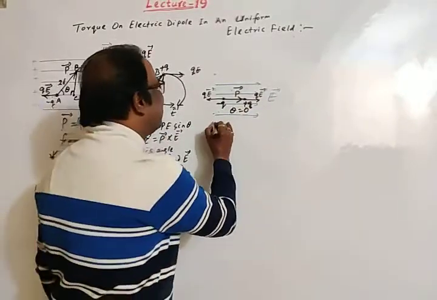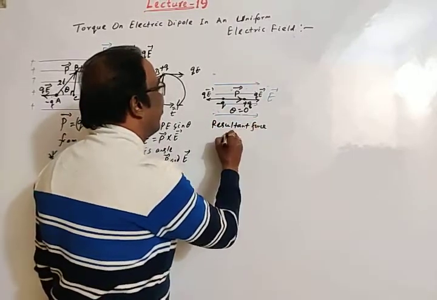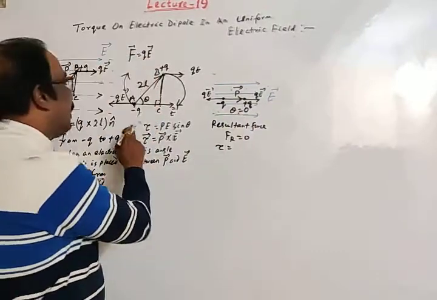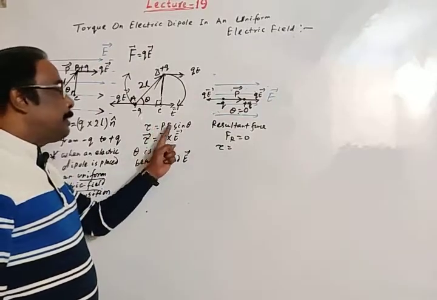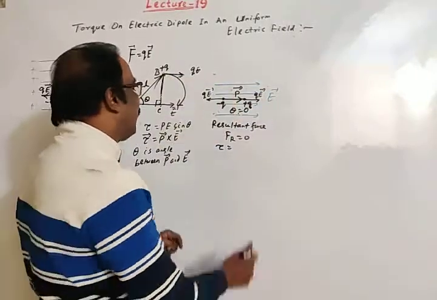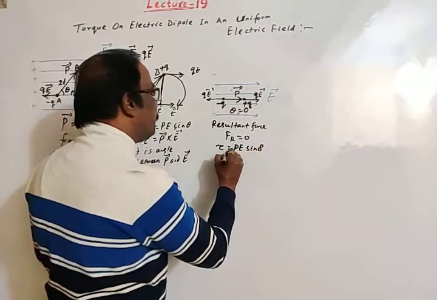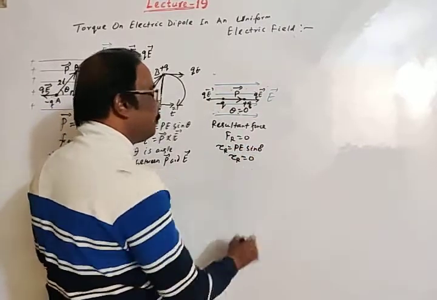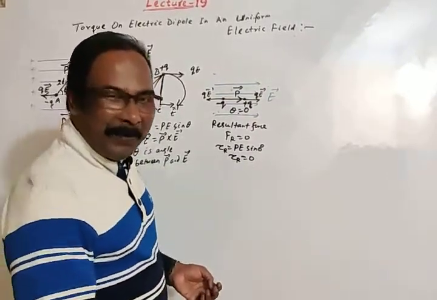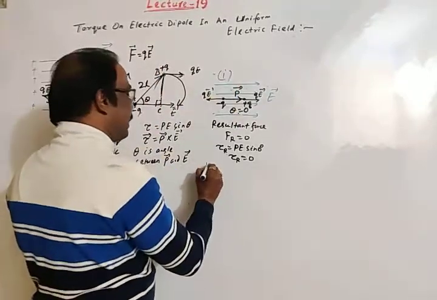So here the resultant force is 0, and theta is 0 degrees. The magnitude of torque is PE sin theta, where theta is the angle between the dipole moment and the electric field vector. Then this is PE sin 0, so the resultant torque is 0. This is case 1. Case 2 is if a dipole is anti-parallel to the direction of the electric field.